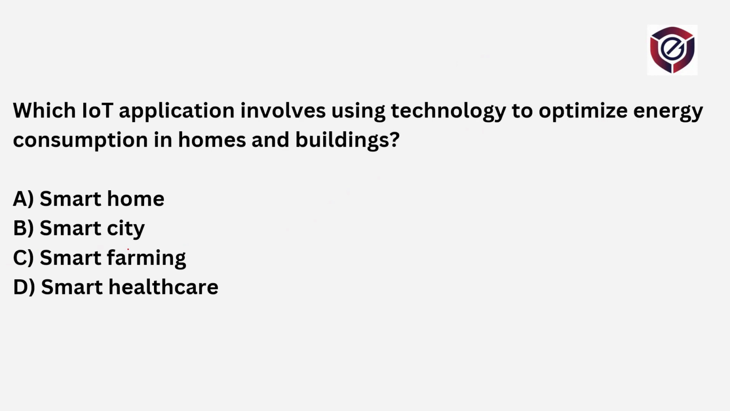Which IoT application involves using technology to optimize energy consumption in homes and buildings? The IoT application involving technology to optimize energy consumption is nothing but the smart home. Look at the keyword here: homes and buildings. They are asking about IoT technology involving homes and buildings, so it is not a smart city, not smart farming, and not smart healthcare. The IoT system related to homes and buildings is the smart home, so the correct option is A.